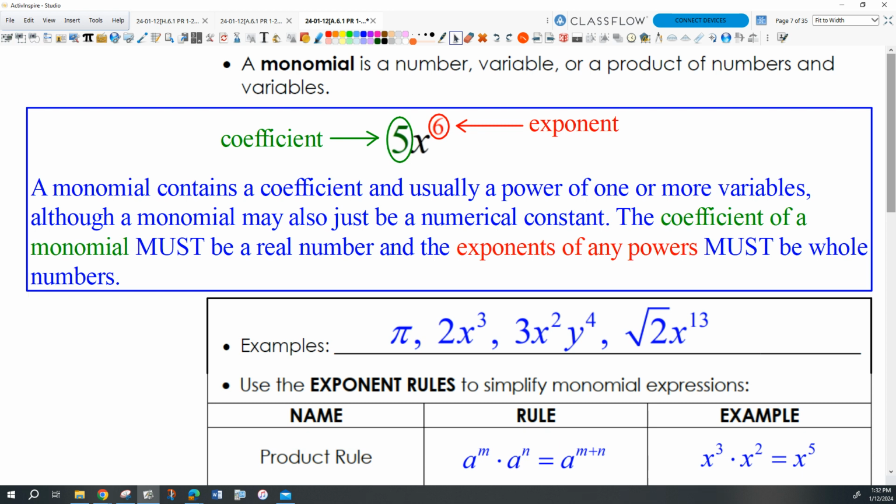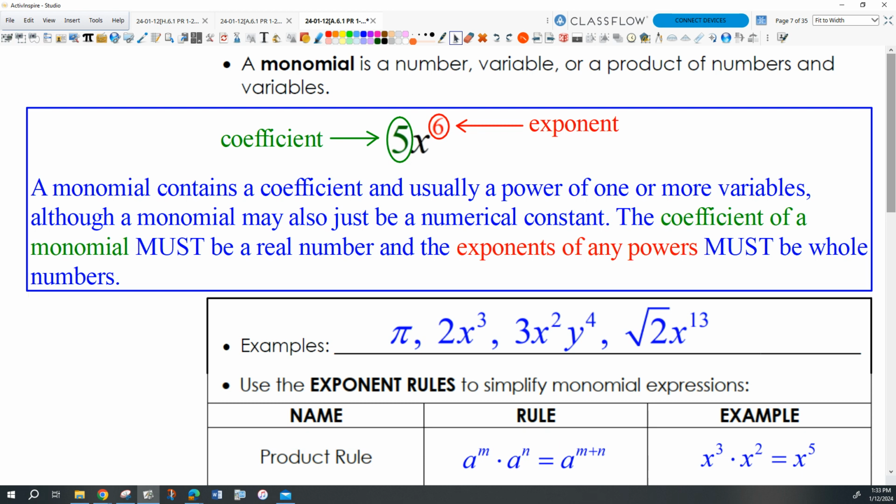Let's dissect this thing and see what the rules are for the numbers that show up in a monomial. One number shows up as the coefficient. The coefficient just means a number that's being multiplied by variables, right? You guys have seen that many times. The other number shows up in the exponent. What are the rules for those numbers?